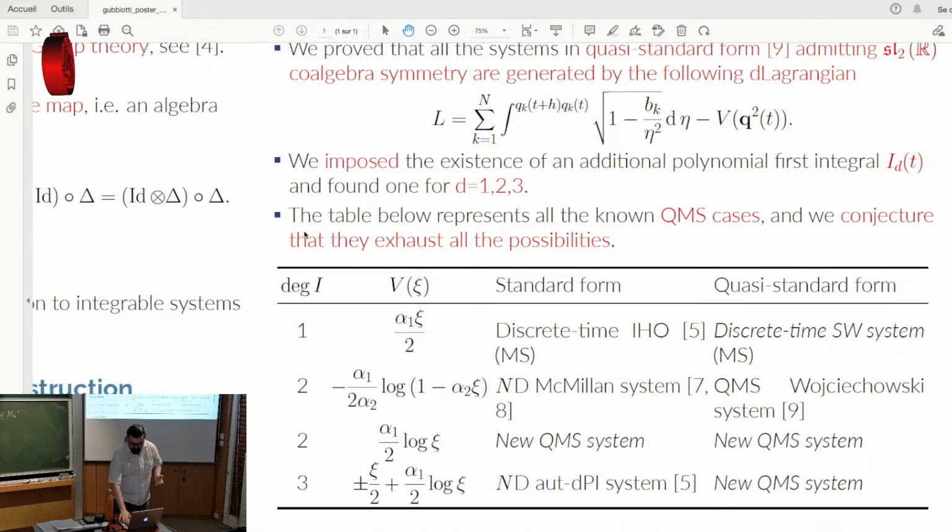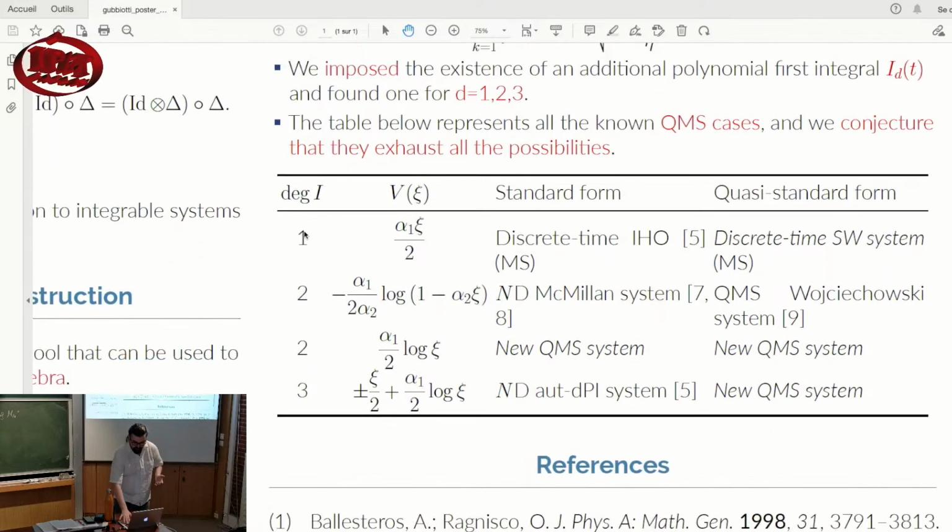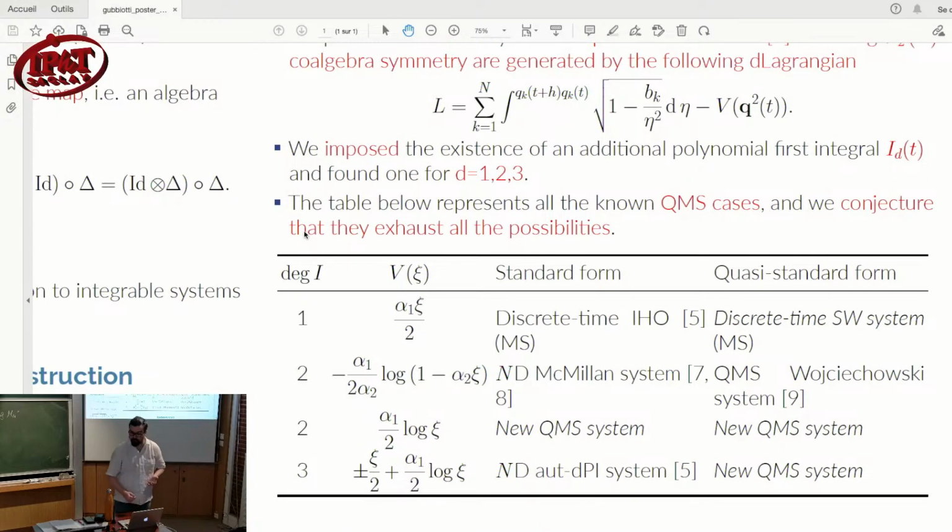And what we end up with, more or less, is this. What we were fixing is the form of the potential, the discrete potential B. And what we end up with is a class of potentials. I think there is an error in the first one, which should be squared, which gives some new and some old systems.